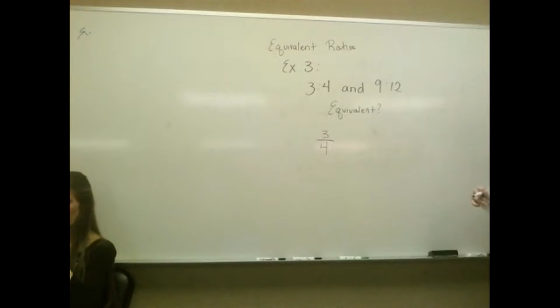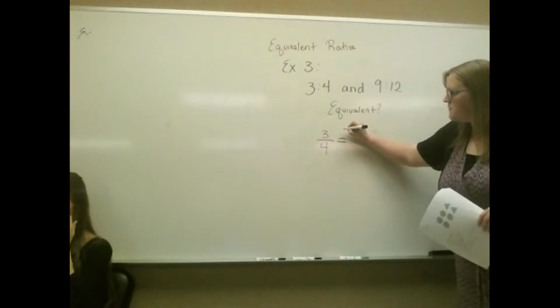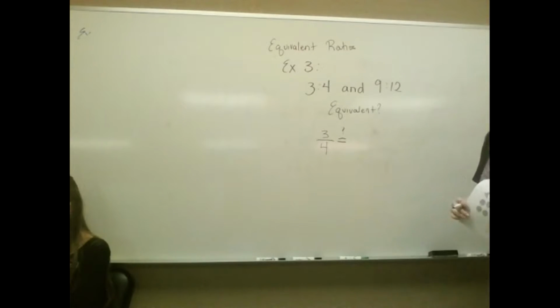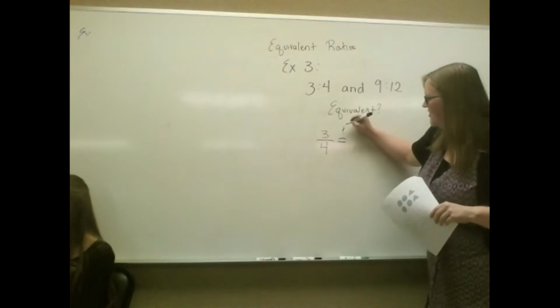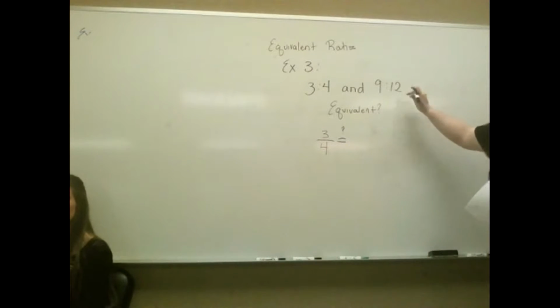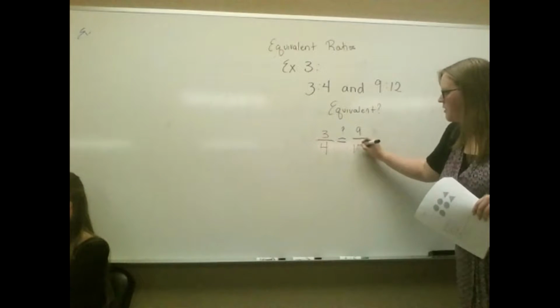So 3/4. And we don't know if these are equal, so I'm going to put an equal sign with a little question mark over it. That is not proper math notation, that's Kirsten notation, okay? Just because we don't know if this is true or not. And then I'm going to take 9, put it over 12.